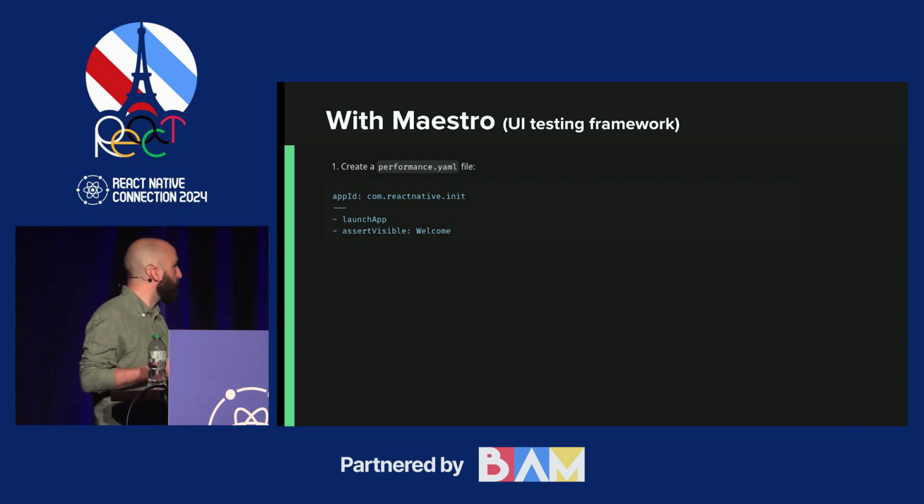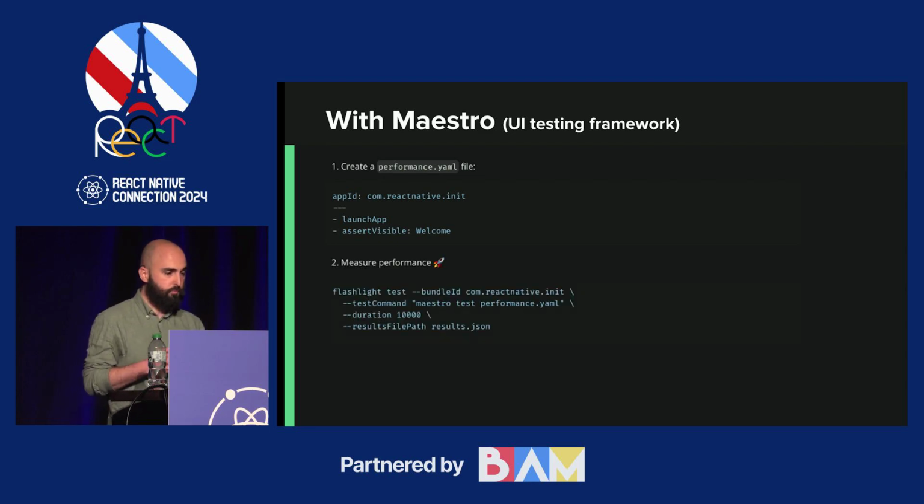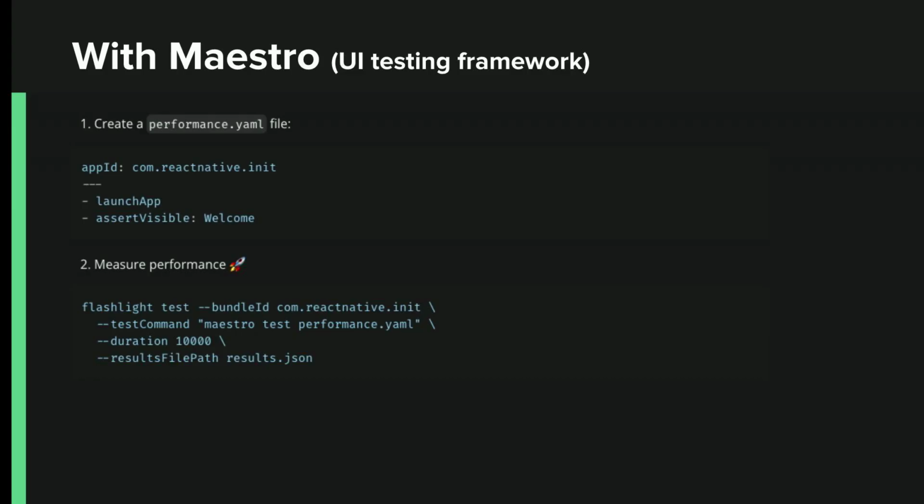So the first thing to do is to create a YAML file where you will target the application ID. Then you call the launch app, and you will just assert that your first text of your application will be visible. Flashlight then will run your test 10 times and write the output in a JSON file. After the tests are running, it can take some 1 minute or more depending on the test you will target, and then you can open the report.